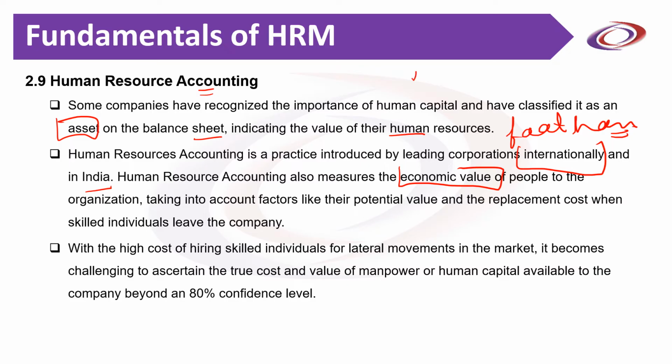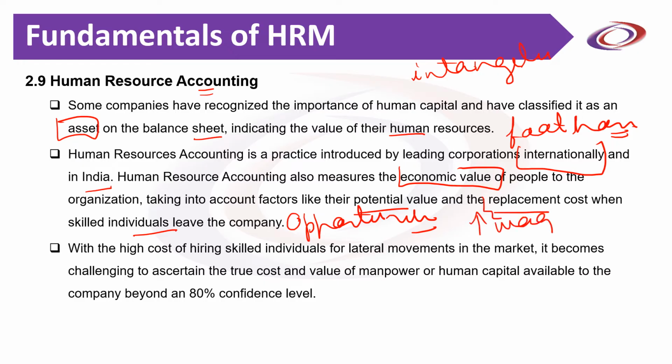It is actually an intangible thing. Human capital is intangible because it stays with the individual. It is the skills of the individual, but still it can be given economic value. That is the process of human resource accounting. It takes into account factors like potential value and replacement cost when skilled individuals leave the company. That is also known as the opportunity cost. When an individual or an employee leaves the company, how much cost will the company have to incur in replacing them, whether they have to provide higher wages to the next employee, how much recruitment cost will be there.